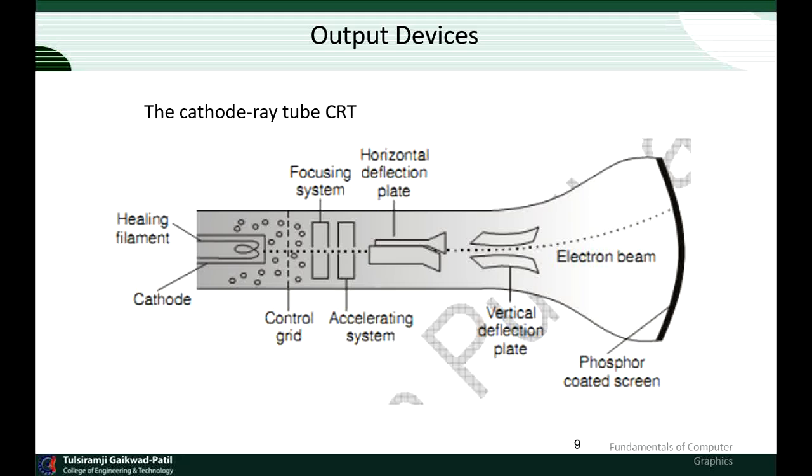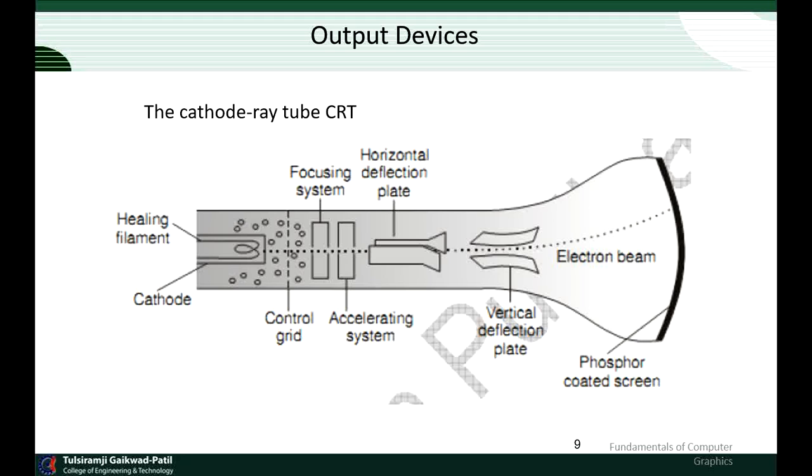So according to the deflection system, that electron beam will bend toward the screen, and according to the coordinate value, that is the x and y coordinate value of that particular pixel or particular point, the electron beam will strike at a particular position, a particular location on the screen, and on whichever point the electron beam strikes, that pixel or that point will glow and the color will be displayed on the screen. So this is all about the electron beam and the CRT, that is cathode ray tube.